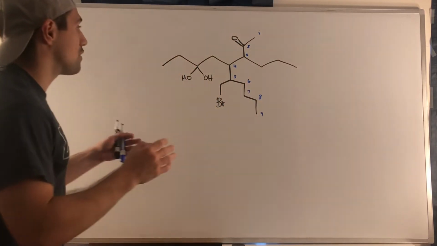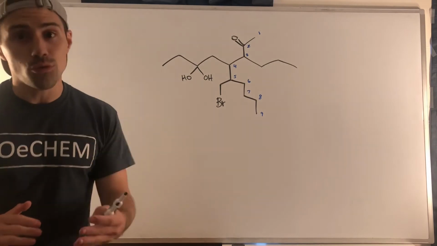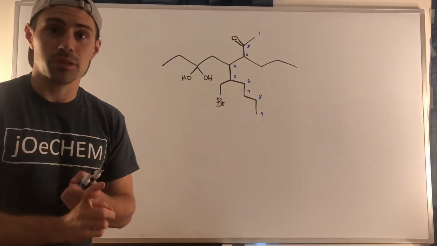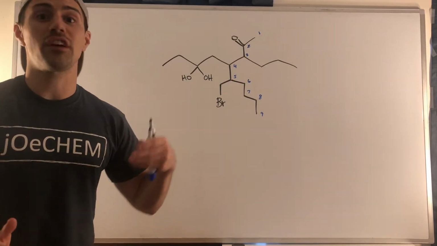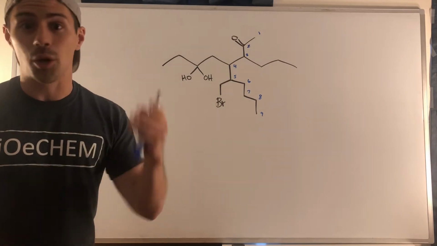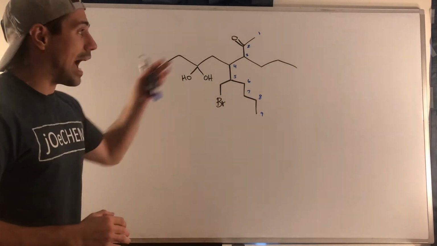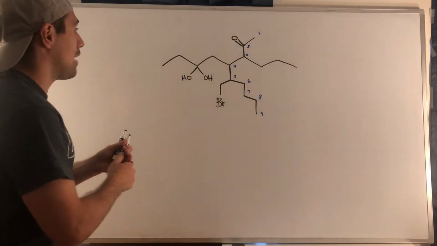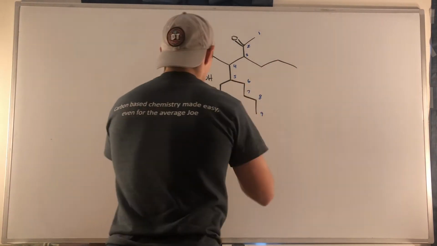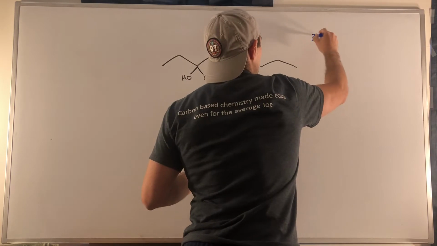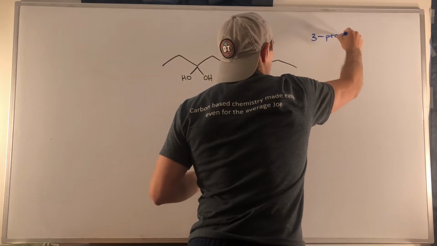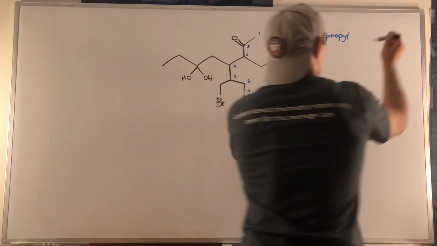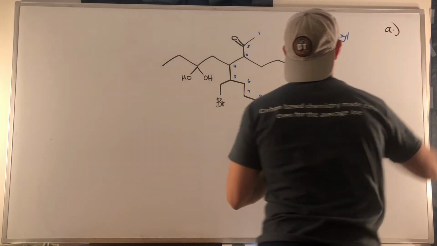So now that we've identified the parent chain, it's business as usual. Just name your substituents. If you have to use parentheses, don't be afraid to bust those back out again, and then alphabetize and do the name. So if we look at 3, 1, 2, 3, looks like we have 3 propyl. Let me put this up there just in case someone's jumping around the video.